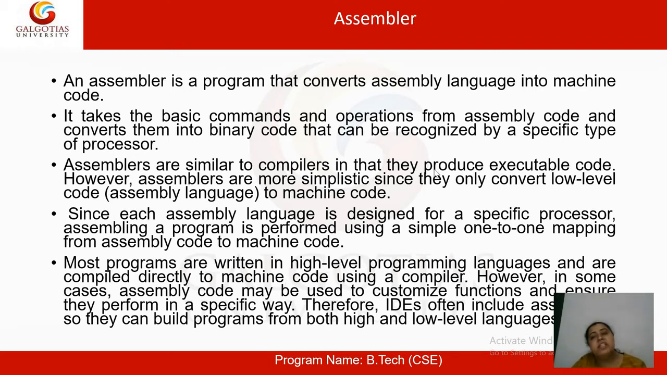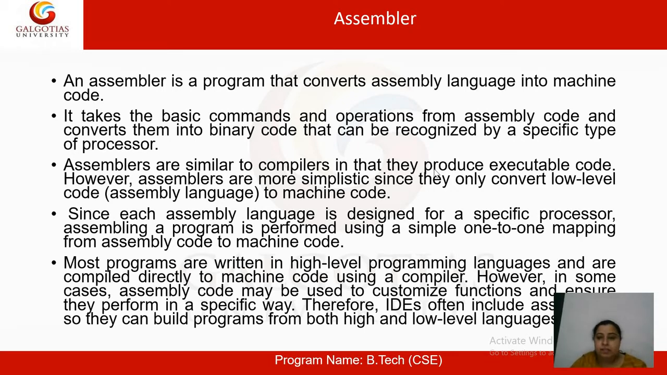Now let's talk about what an assembler does. An assembler is a program that converts an assembly level language into a machine code. And the machine code that we are talking about is zeros and ones. Your assembly level language takes the basic commands and operations from the assembly codes and converts them into binary code that can be recognized by a specific type of processor. So here the problem is the kind of processor. So it becomes a machine dependent language.